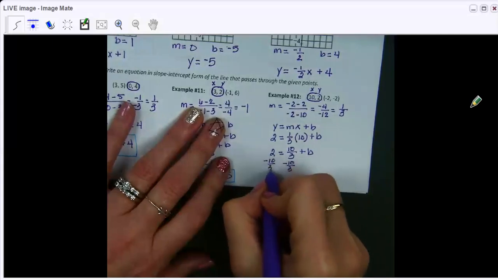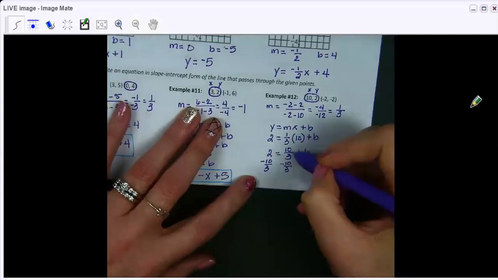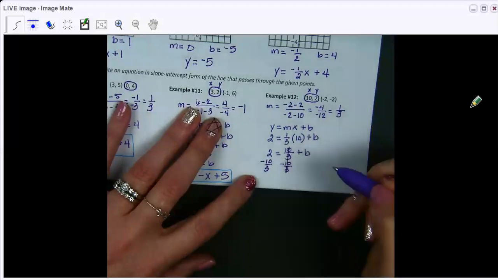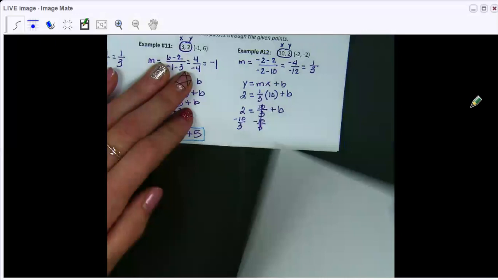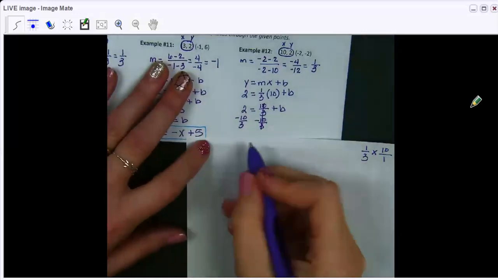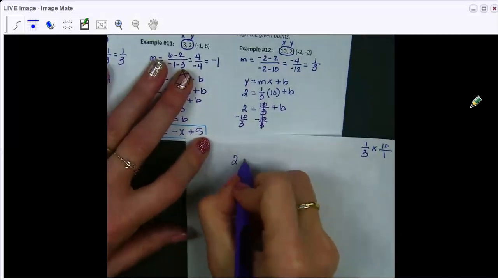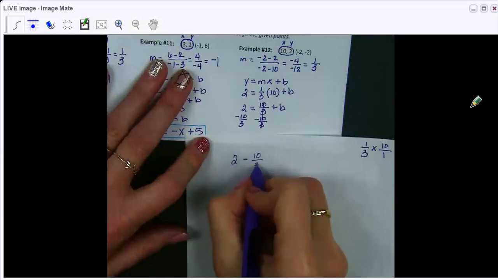Now this is where people grumble. So you're getting rid of it here. And now on a piece of scratch paper, I'm going to show you how I solve 2 minus 10/3. So it starts off like this.